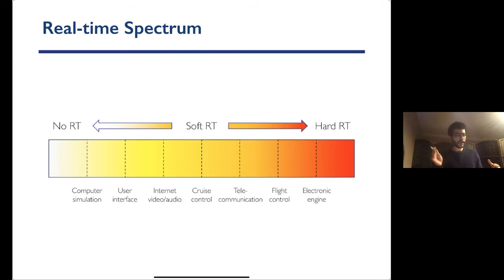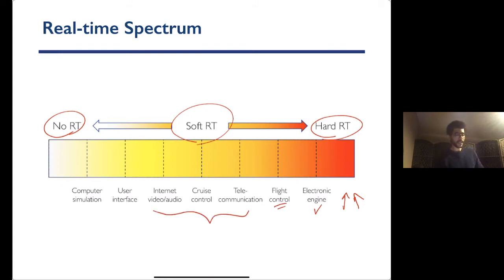Now, in a spectrum of hard to no real-time system, you can basically put them like this. So no real-time requirement, hard real-time, and in between soft. And here I have a bunch of examples, like an electronic engine or a reactor here, for example. A reactor or a satellite would be here. Flight control is kind of like a hard real-time system. And then you have these: telecommunication, cruise control, internet, video and audio. These are kind of like soft real-time.